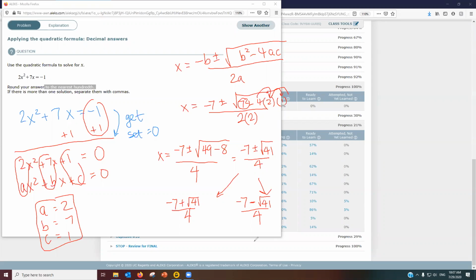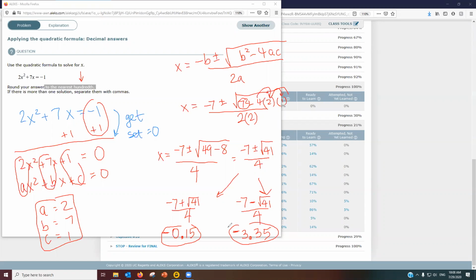Let me work these out so you can try this yourself. When I work these out, I'm ending up with this first answer. It's telling me to round to the nearest hundredth. That means 2 decimal places. So for this answer, I'm getting negative 0.15. And let me do the second solution. When I do the second solution, I'm getting negative 3.35. So these would be the 2 answers to enter into ALEKS.